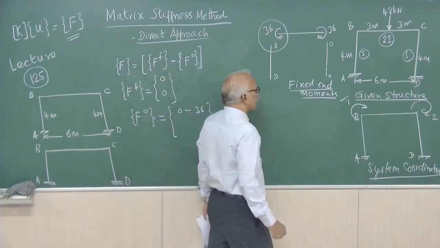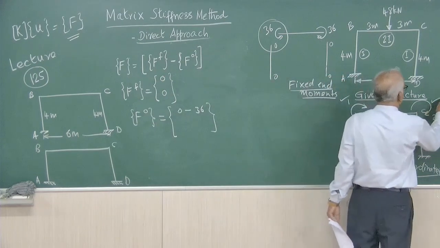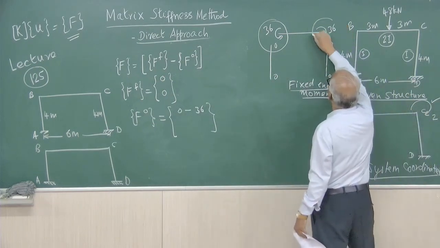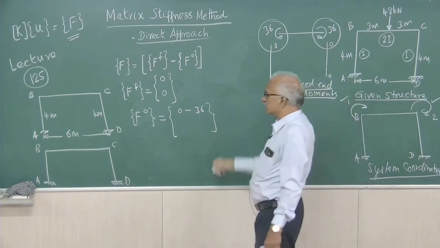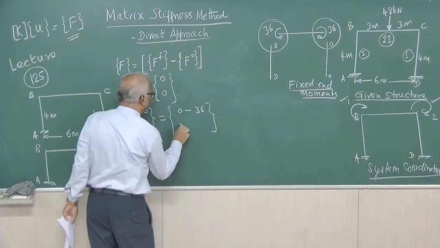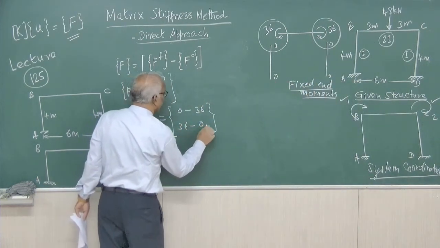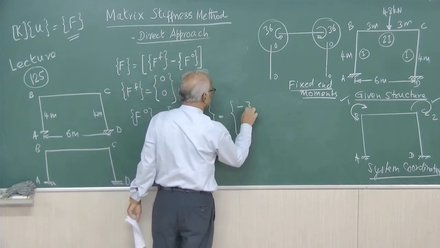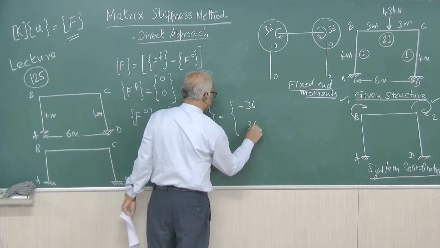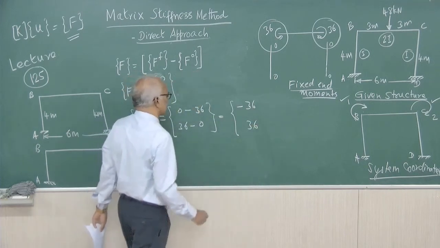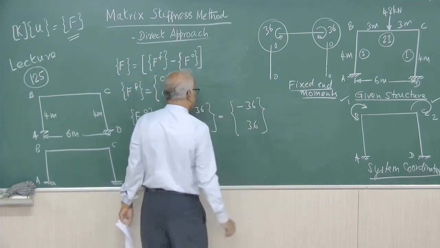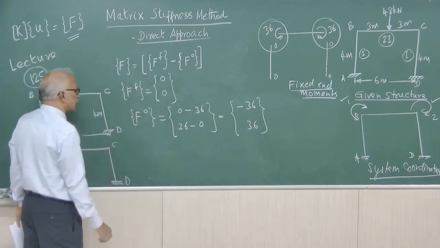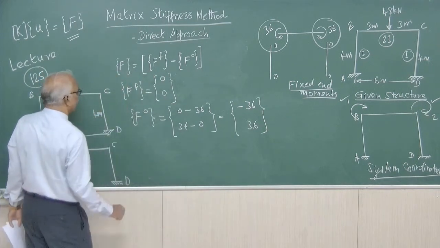Then along system coordinate 2, we have to consider these two values. One is 36, the other one is 0, equal to minus 36 and 36. So that's about the fixed coordinate forces resulting from the fixed end moments.